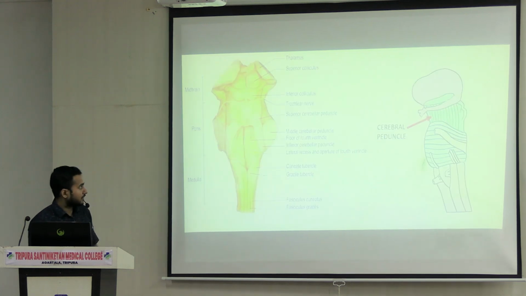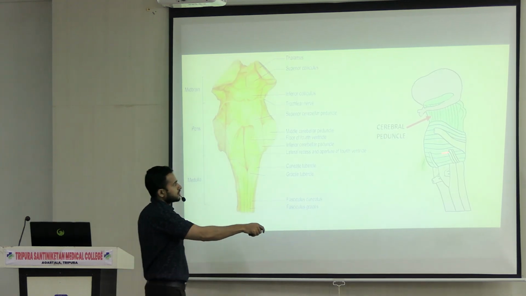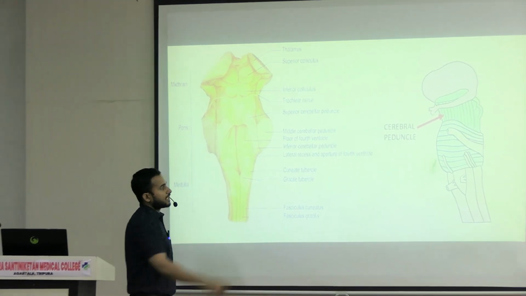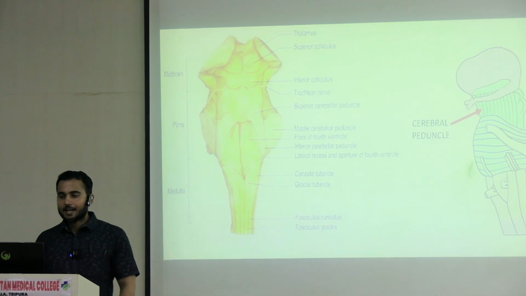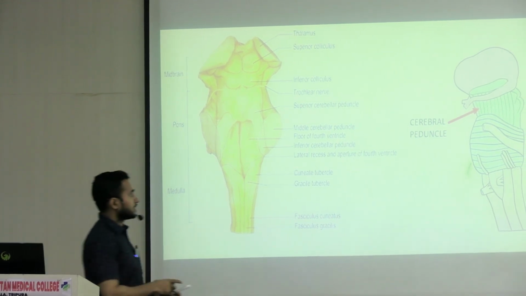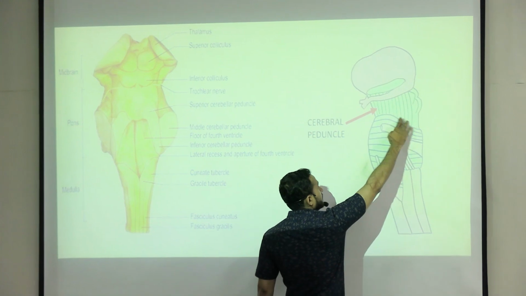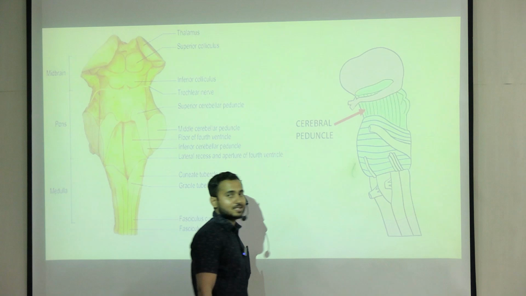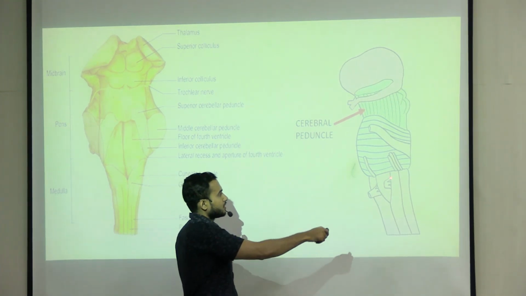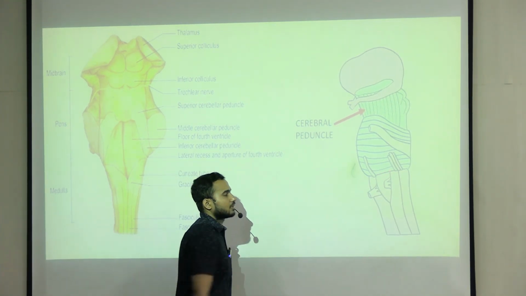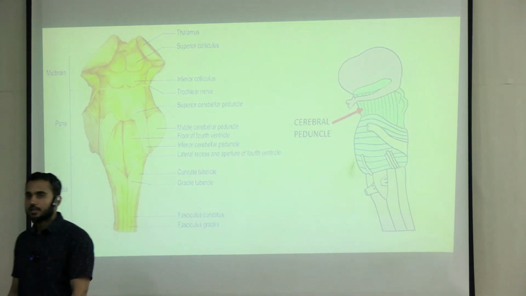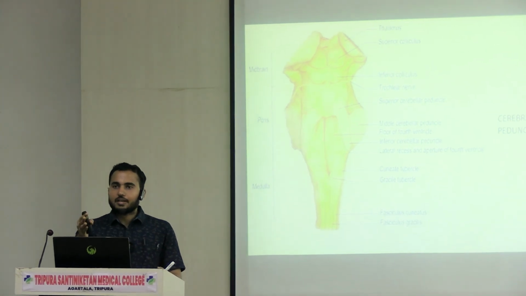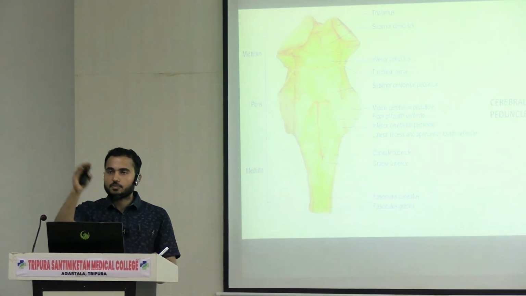So here you can see the diagram. This is the pons. The superior border, you can see the cerebral peduncles attached to this border. This is the inferior border, where you can see the medulla oblongata terminating. So I have shown you the anterior surface, superior border and inferior border.